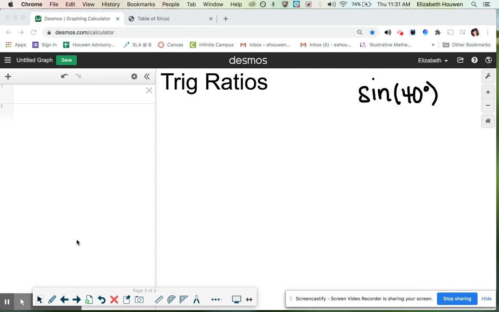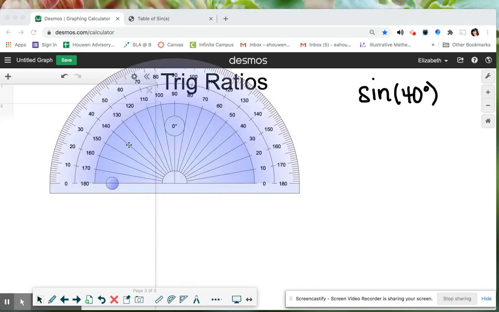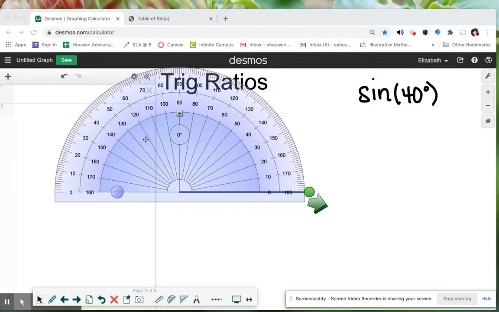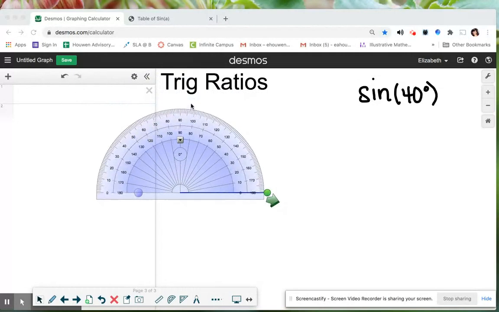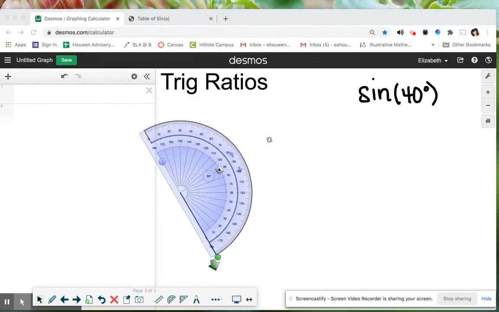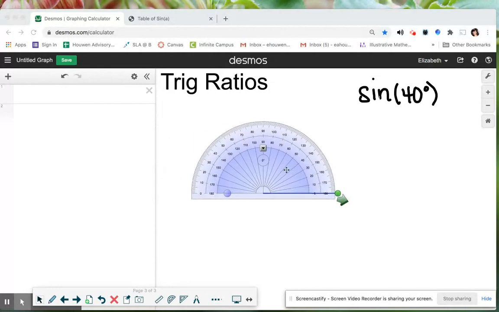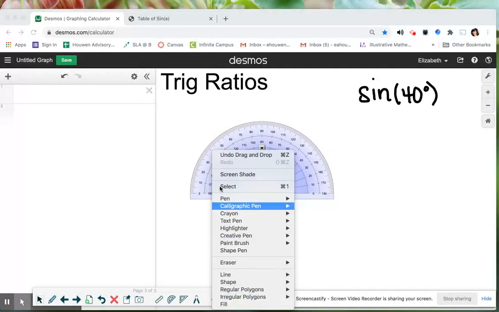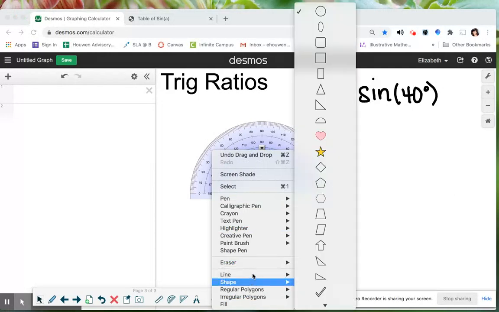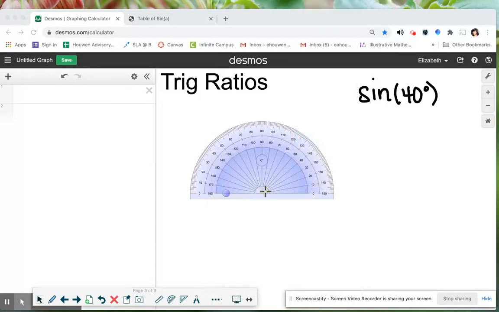Okay, so let's say you need the sine of 40 degrees and you don't have a calculator. What do you do? So first of all, what people did way before there were calculators, how we created these things, is we would get a protractor and we would create an angle of 40 degrees, a triangle.